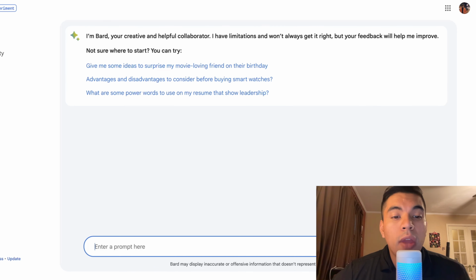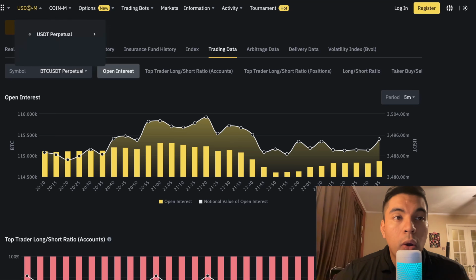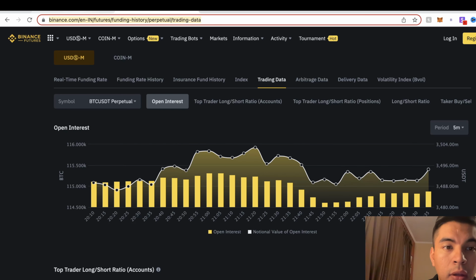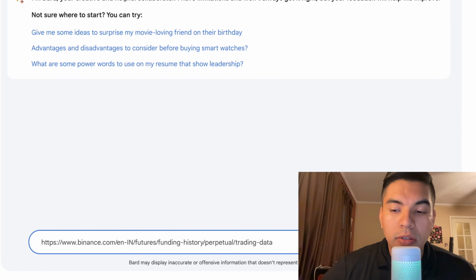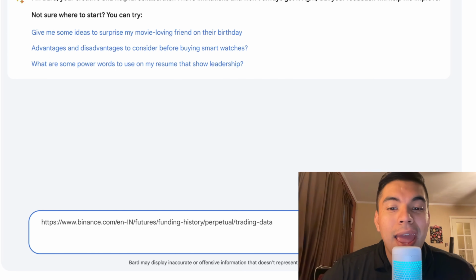Now, the very first thing we have to do is head on over to our Binance futures. Make sure to copy that URL at the very top. And then we're going to paste that onto the search results, I guess, or the prompt. And then afterwards, we want to create a space below that and input a prompt onto our BARD. It's very important for us to start prompting every single time because it's going to give us more accurate results based on the data that we're trying to input onto there.